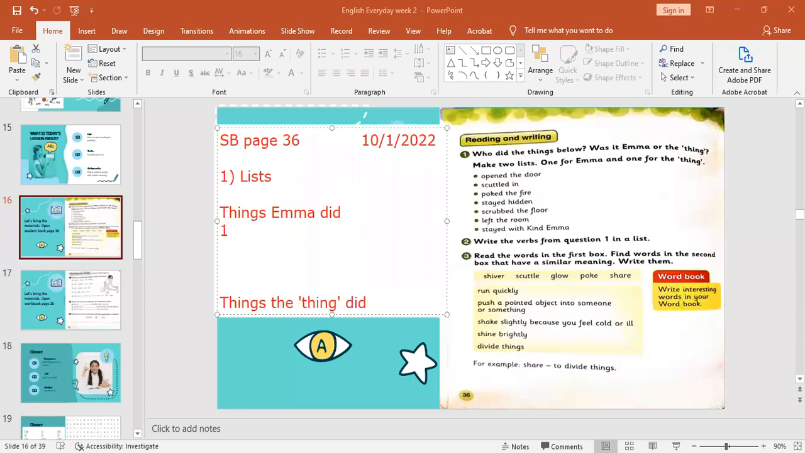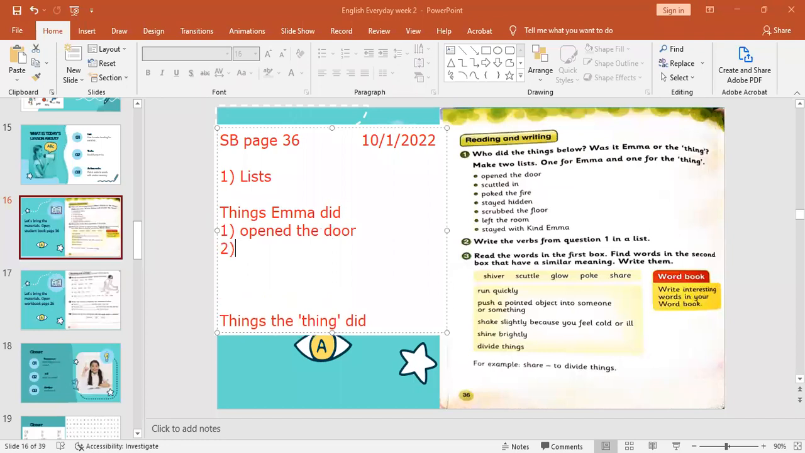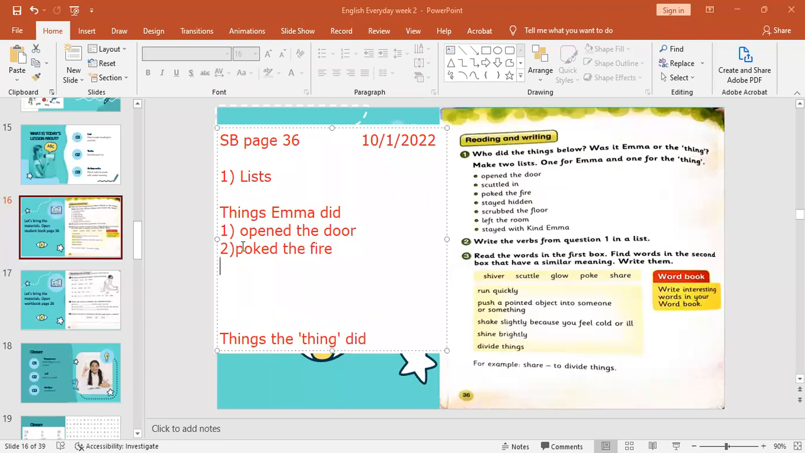Number one, what did Emma do from the story? Opened the door. Yes, it was Emma. So I'm going to put it here: opened the door. Number two, she poked the fire. Number three, she left the room. So these are the things Emma did.